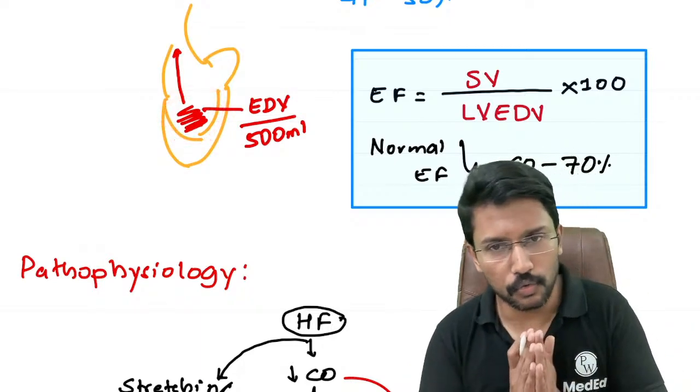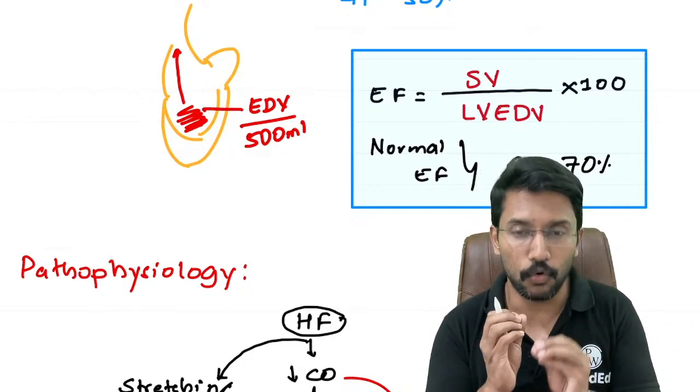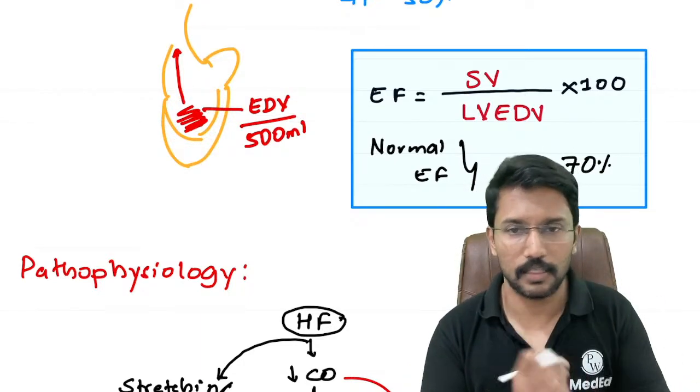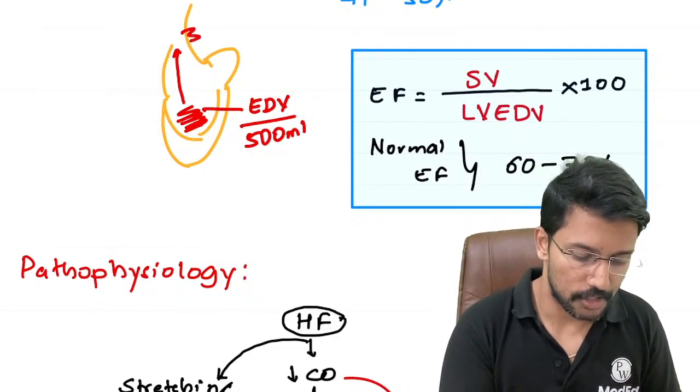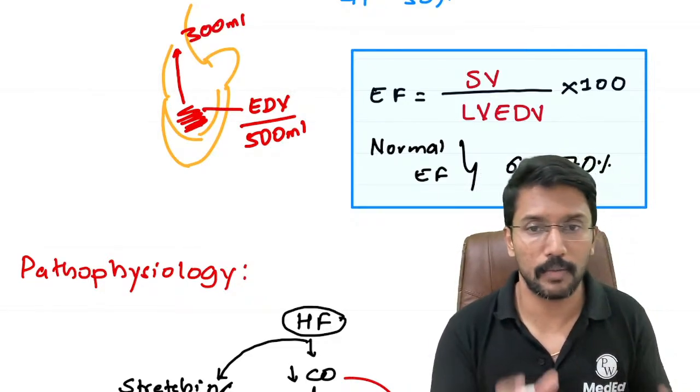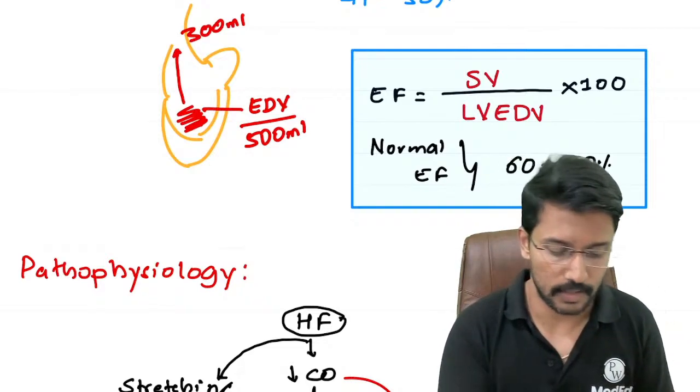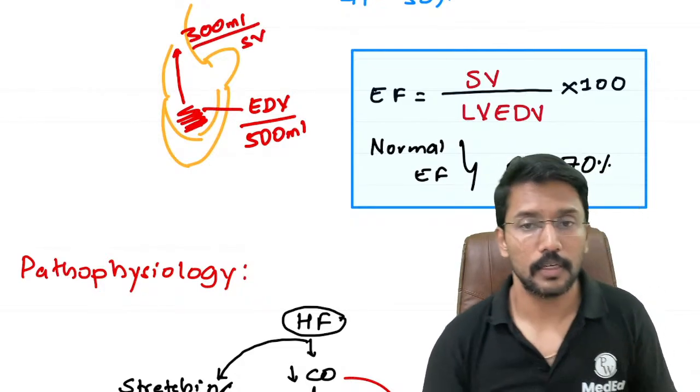That is our stroke volume, right? The amount of blood ejected out of the ventricle during one systole, or one contraction. So if I eject 300 ml out of the 500 ml that was there in the ventricle at the end of diastole, this 300 ml becomes the stroke volume.